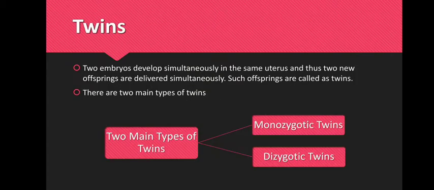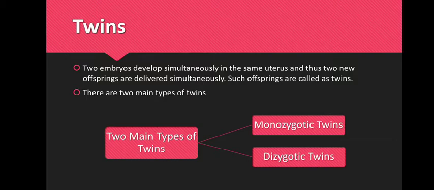Followed? Moving on to the next topic, that is twins. Now in normal cases only one egg cell is released from one ovary and that is fertilized and it leads to the formation of one baby. In some cases two embryos will develop simultaneously in the same uterus because there were two egg cells which were formed and both of them were fertilized also.